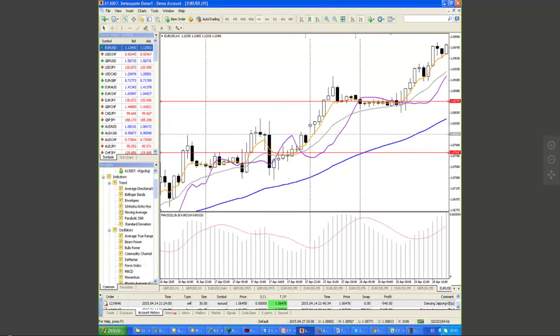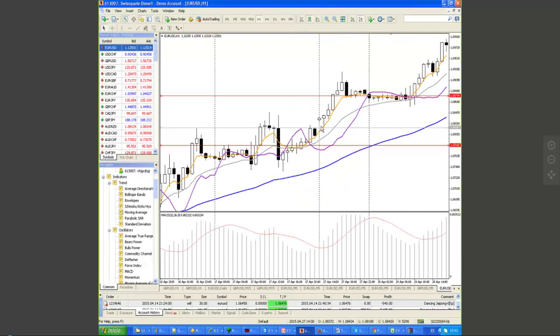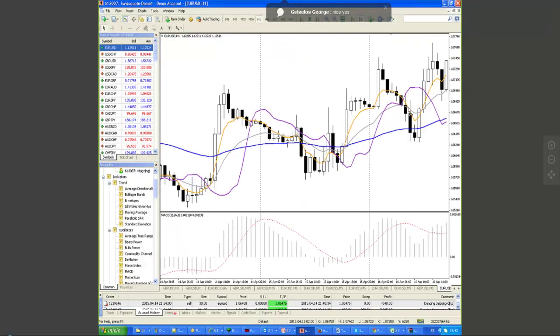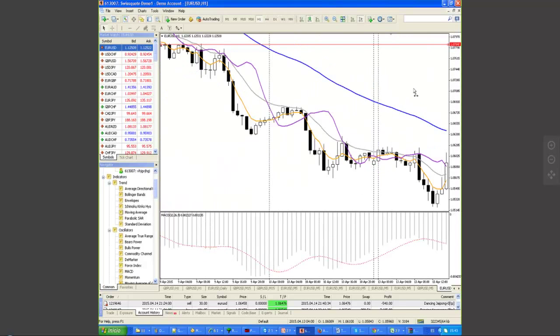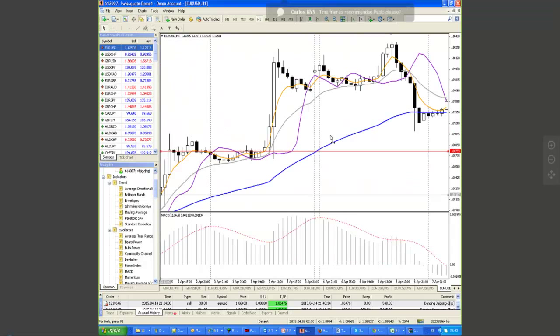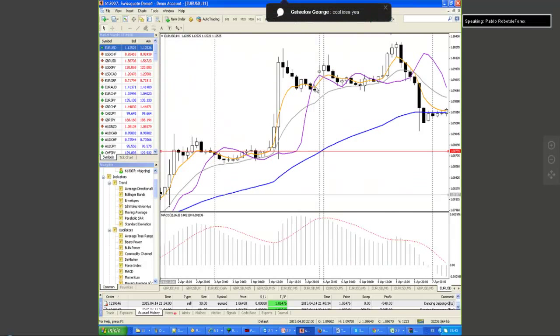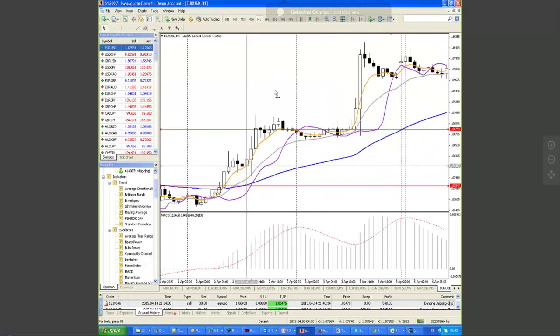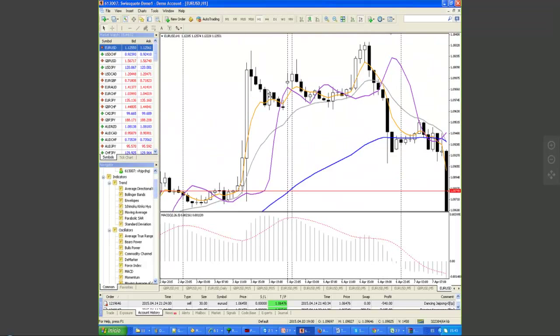Let's go to the original entry. And here it would work. You see the trailing stop? I don't know if this is the original entry. No, it's not. I don't find the original entry anymore. Let's see where it is. But basically, you could follow the line. I don't think it's a very good trailing stop.